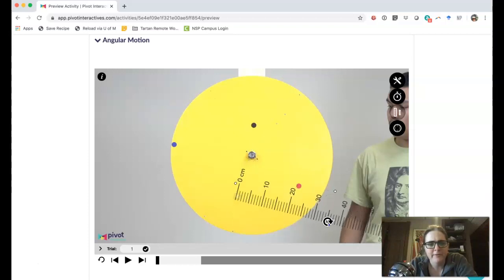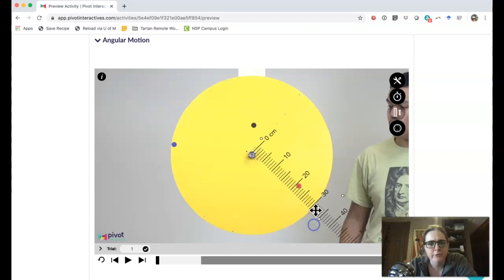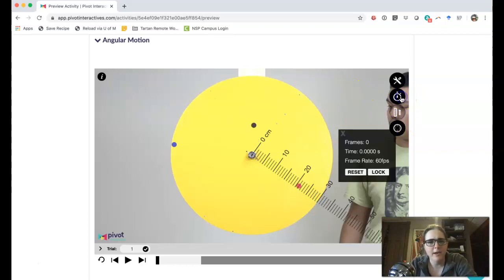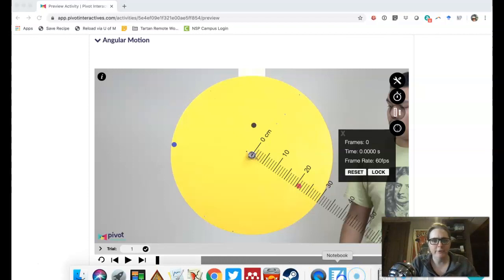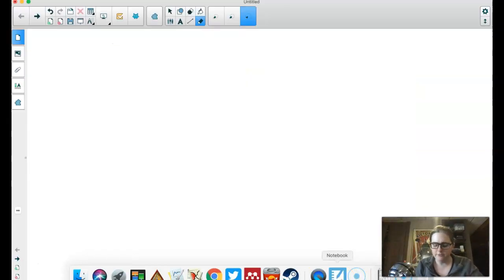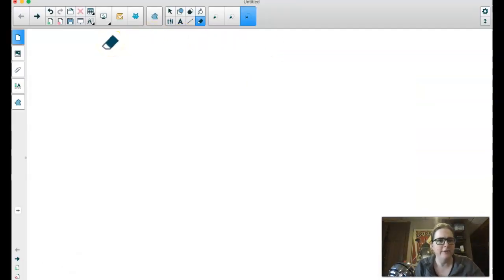So measure from the center of the disk to the center of your dot. Trying to get this at the right angle nicely. I want the lines on the ruler to be basically tangent to the disk. All right, so I can use this to measure the radius of my dot's path. And then I can use the timer to measure the time it takes the dot to go all the way around once. So once I have those two pieces of information, I'm ready to do some calculations.